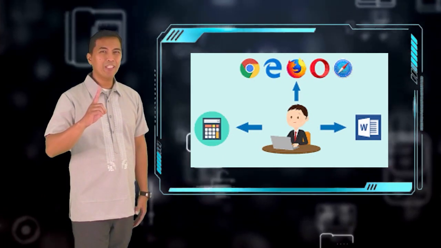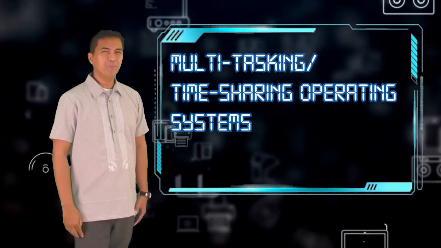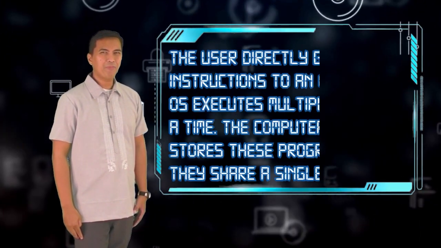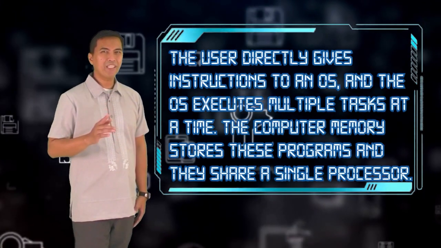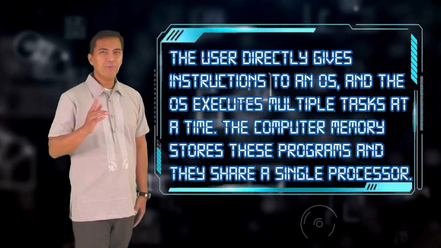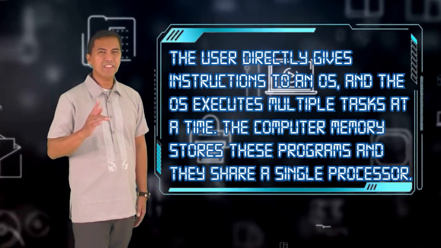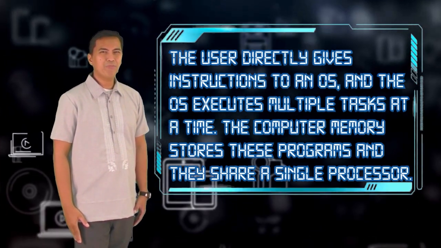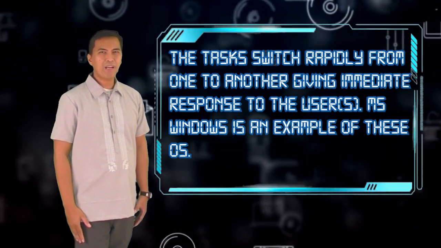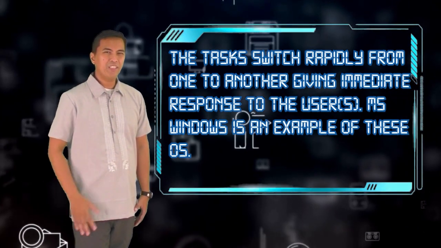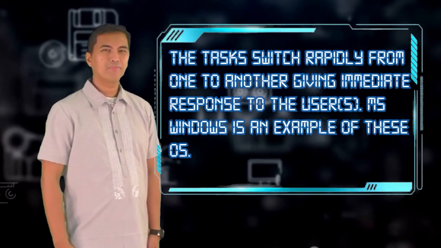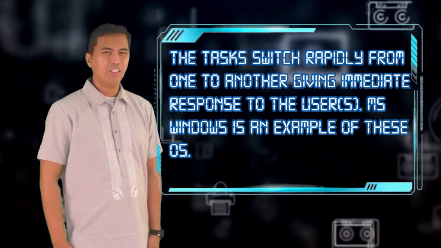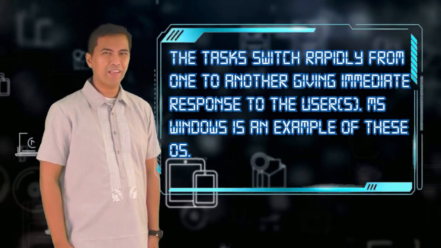The first type of operating system that we will discuss is called multitasking or time-sharing operating systems. In this type of operating system, the user directly gives instructions to an OS, and OS executes multiple tasks at a time. The computer memory stores these programs and share a single processor. The tasks switch rapidly from one to another, giving an immediate response to the users. MS Windows is an example. It can open several programs and work on different programs at the same time.